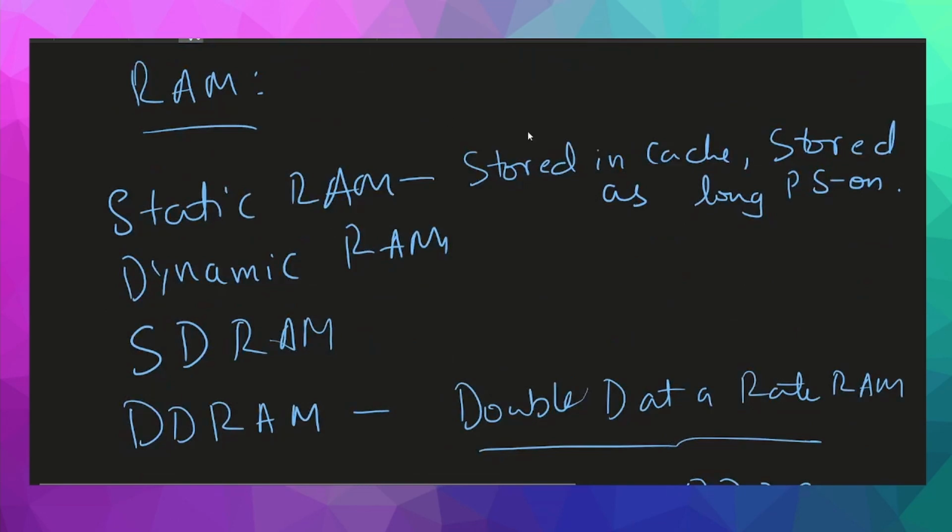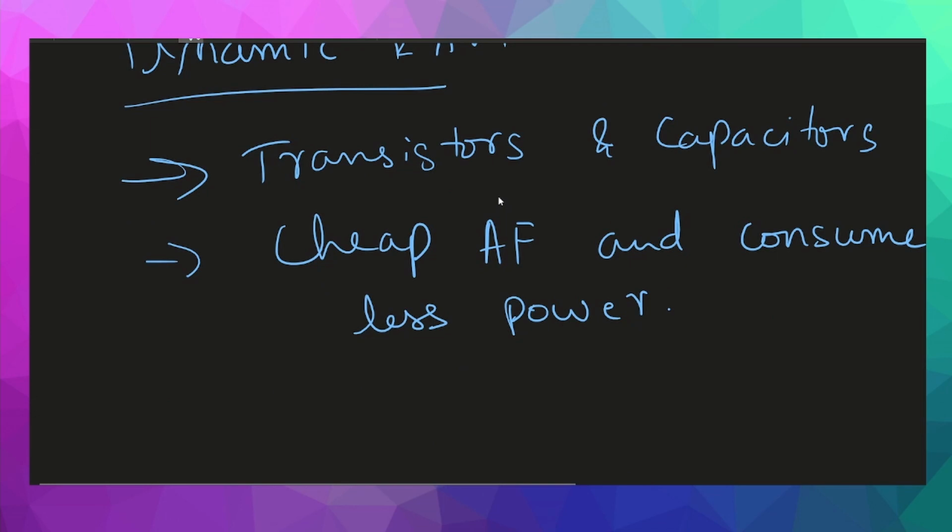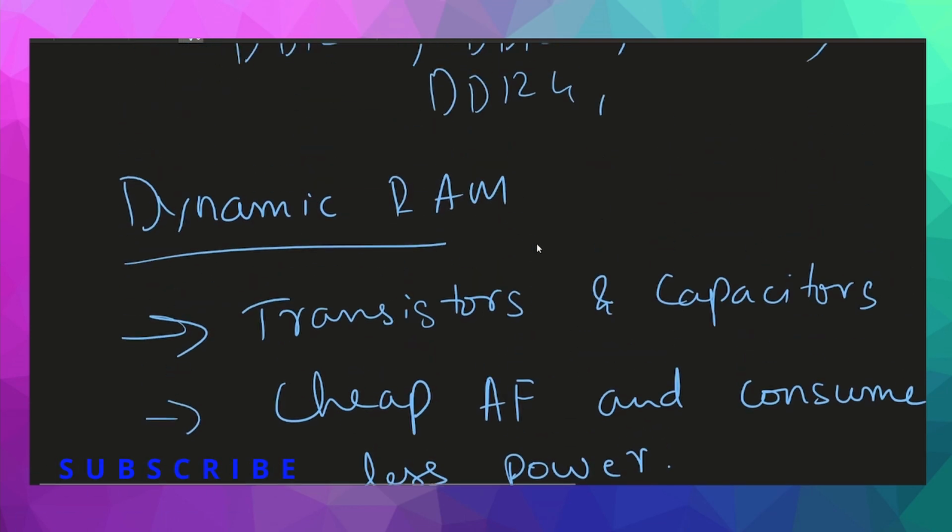So static RAM is stored in cache, and its information stays as long as the power supply is on. Then dynamic RAM runs with the help of transistors and capacitors embedded on it. It's very cheap and consumes less power.